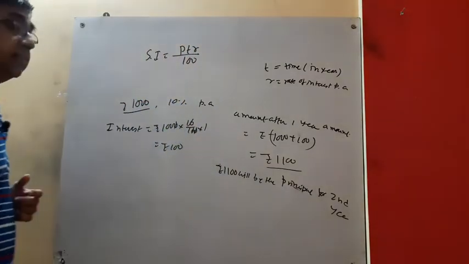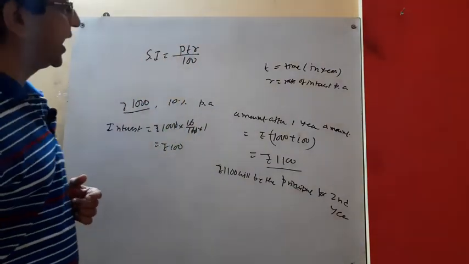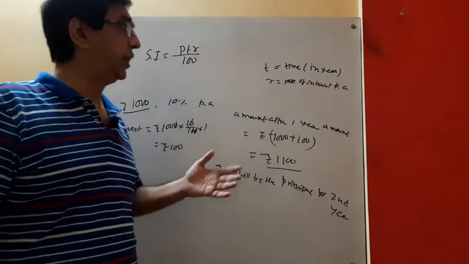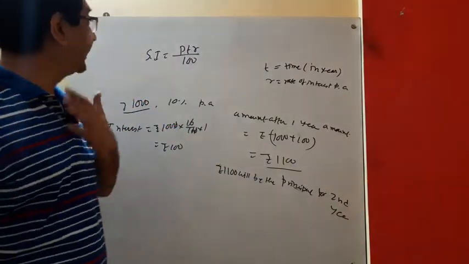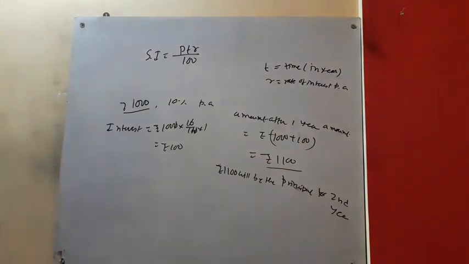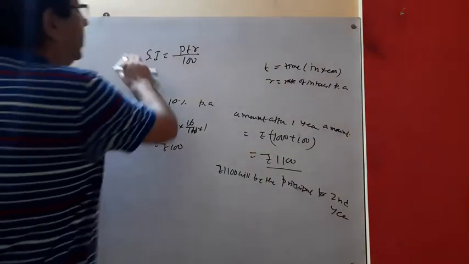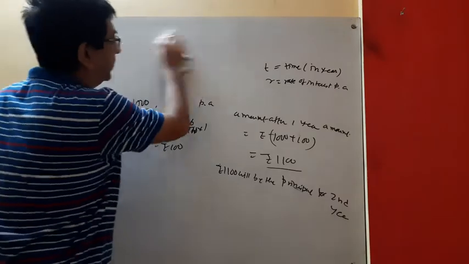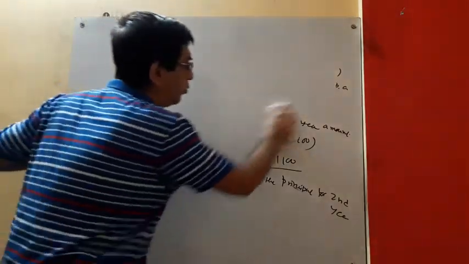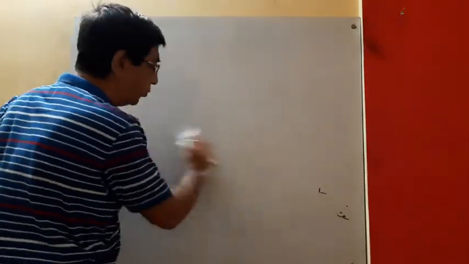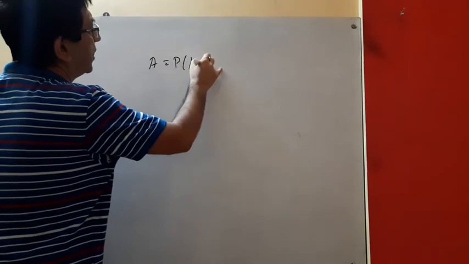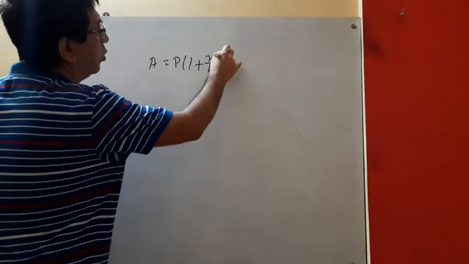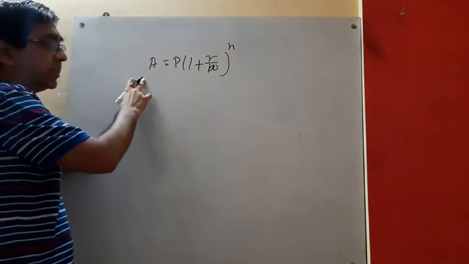That is one rule for finding compound interest. But there is another rule for solving problems related to compound interest, the formula which we have done in class 8 most probably. Now what is the formula for finding compound interest? A equal to P into 1 plus R by 100 whole to the power n. What is A? A is the amount.